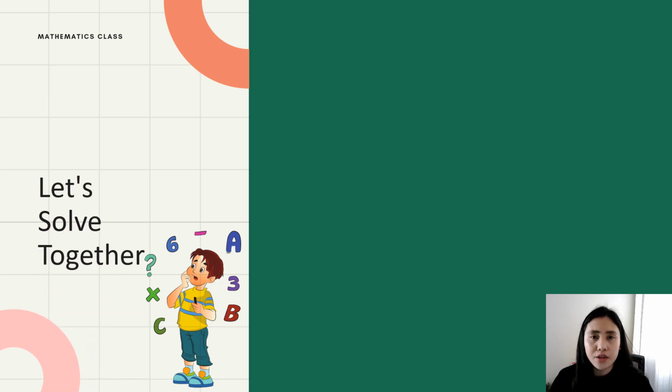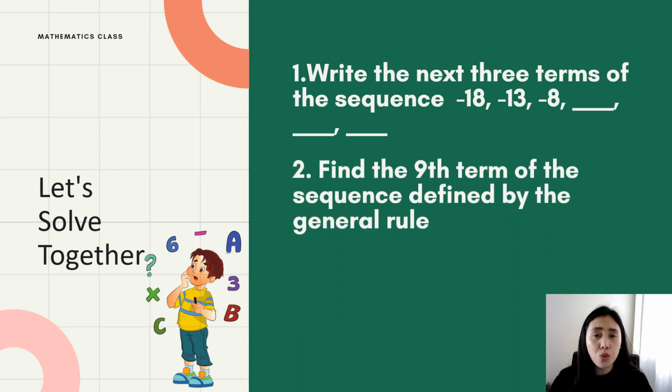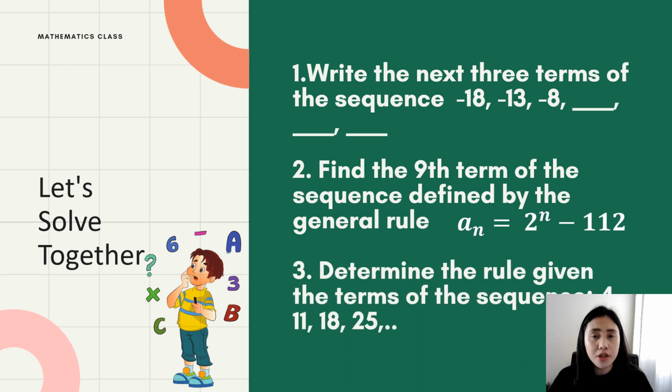Let's solve together. Number 1. Write the next three terms of the sequence negative 18, negative 13, negative 8. Number 2. Find the ninth term of the sequence defined by the general rule a sub n equals 2 raised to n minus 112. Number 3. Determine the rule given the terms of the sequence 4, 11, 18, and 25. Magbibigay ako ng 20 seconds para sagutan ang bawat numero. Para sa number 1, timer starts now.